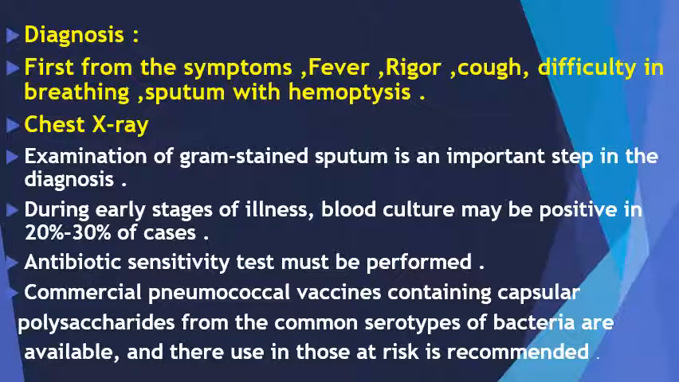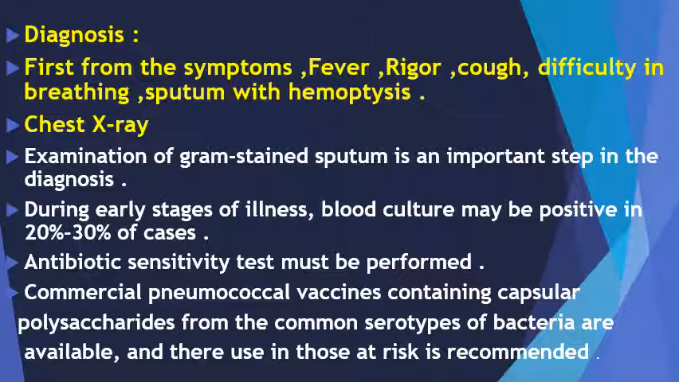During early stages of the illness, blood culture is positive in about 20 to 30% of the cases. Antibiotic sensitivity test must be performed on the sputum culture in order to determine the type of antibiotic that should be given to the patient. However, this might take 48 hours, so we have to start the antibiotic that we think is proper in such an infection, and then wait for the result. Either we change the antibiotic according to the sensitivity test, or we continue the patient on the same treatment.